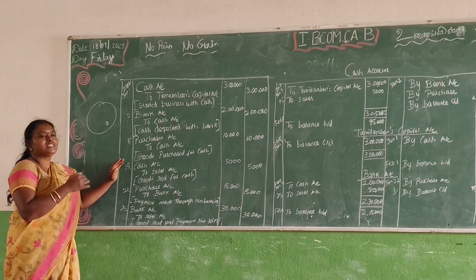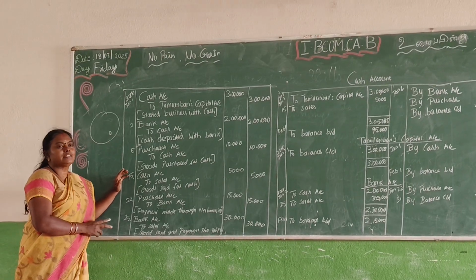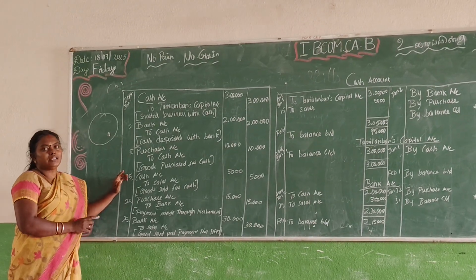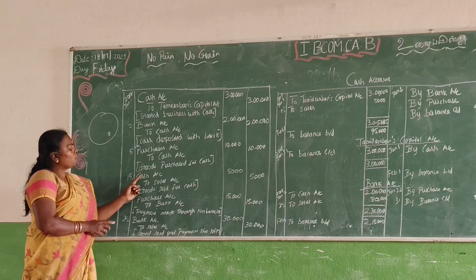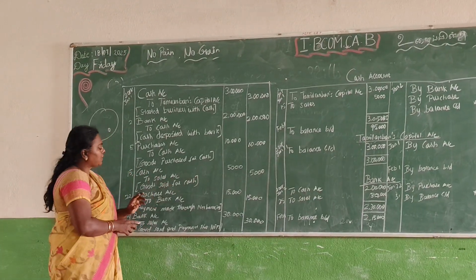Next, they have made sales for cash. Two types of accounts are involved in this transaction: one is cash and another is sales. So, what is the transaction? Cash account debit to sales account rupees 5,000.